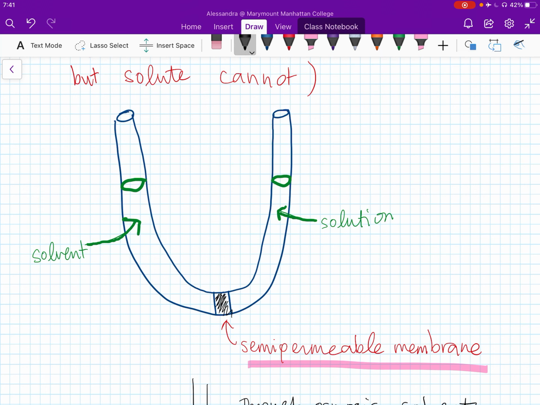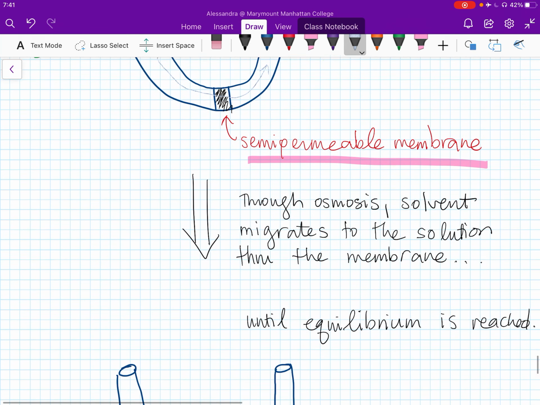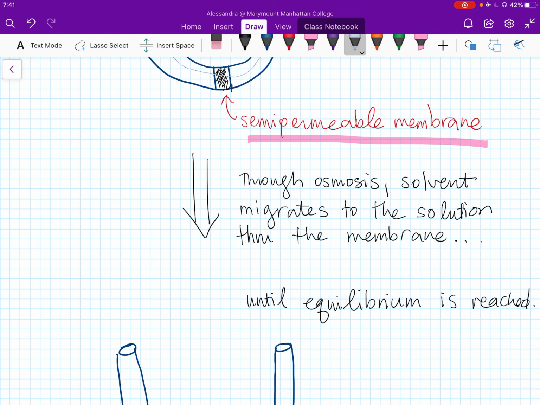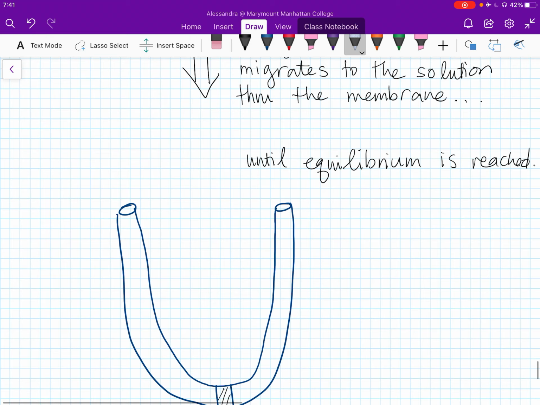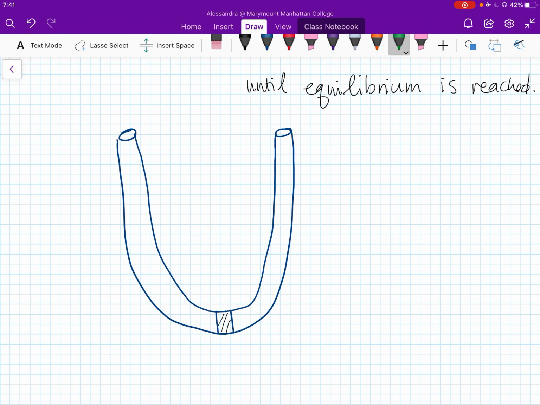So through osmosis, you are going to have solvent particles travel across the membrane to the solution side, and they are going to essentially dilute that solution. So through osmosis, solvent molecules will migrate to the solution side through that semi-permeable membrane. And they will keep on moving through the membrane until the liquid levels stop changing. Okay, we call that equilibrium. So until some kind of equilibrium is reached and the liquid levels stop changing.